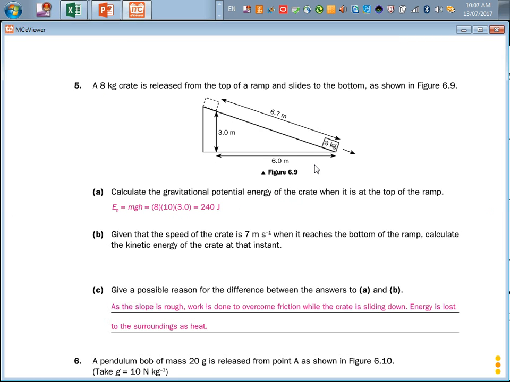Then part B, the speed at the bottom is 7 meters per second. Calculate kinetic energy. So that will be half mv squared. So KE equals to half mv squared. The answer is not shown, but this is what I expect to see. Kinetic energy equals to half mv squared. They substitute in the values. You get half times 8 times 7 squared. Then what's the value? Go and calculate yourself. Junior, you have the answer right? 196.